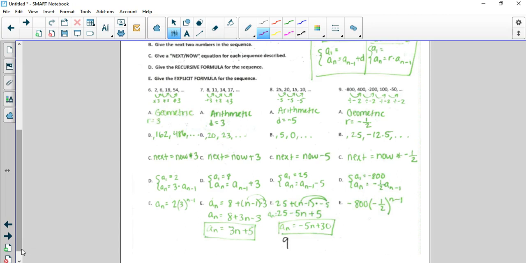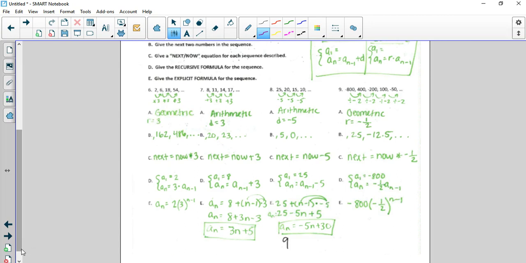So notice for number 6, basically it's going times 3 each time, which makes it geometric. R is 3. The next two numbers would be 54 times 3, and then 162 times 3. The next-now formula would be next equals now times 3. And then D and E give you the recursive and explicit formula based on the formulas given to you.